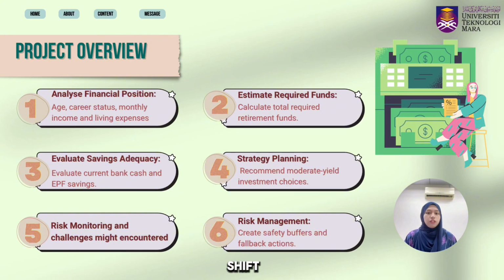Fourth, we shift into strategy planning, where we recommend optimized, moderate yield investment choices. Fifth, we actively monitor the primary macroeconomic risks and challenges that might be encountered. And lastly, we implement the risk management strategy to create defensive safety buffers and fallback actions. This clear path ensures our final recommendations are completely practical and highly secure.